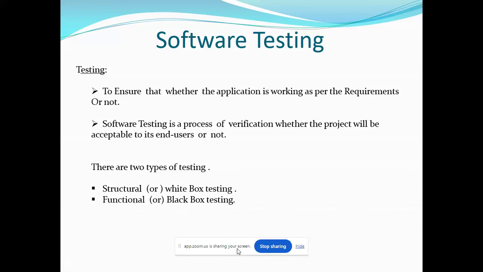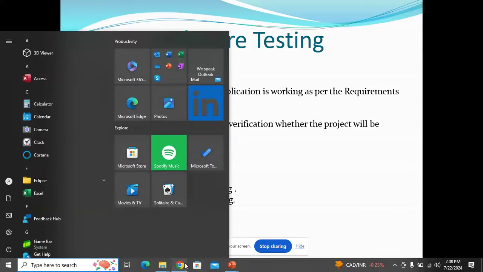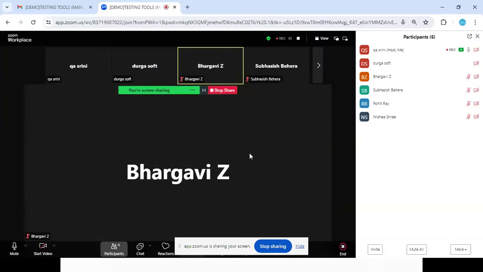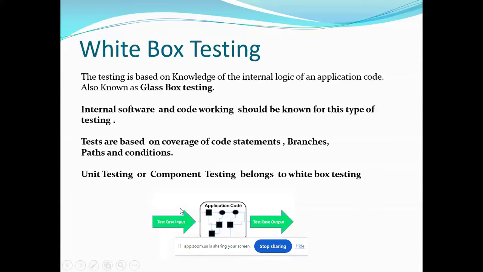Anybody have an idea? So far we are learning what testing is. Testing means to check whether the application is working as per the given requirement or not. But now we are saying there are two types of testing: structural testing and functional testing. Then who will do which? Anybody have an idea? Okay, that's fine. Structural testing we can call white box testing. So who will do the white box testing?